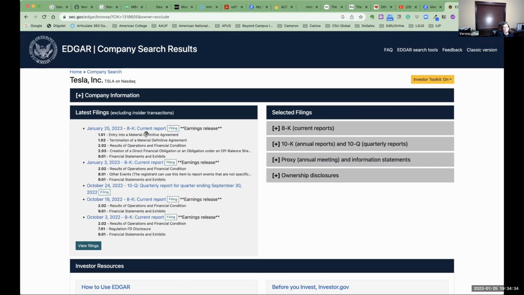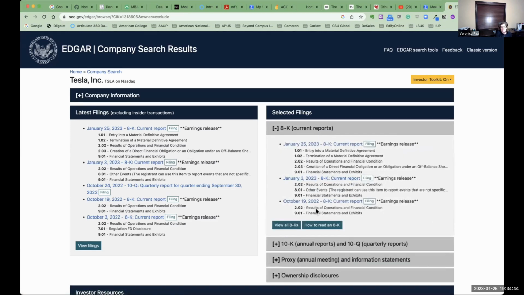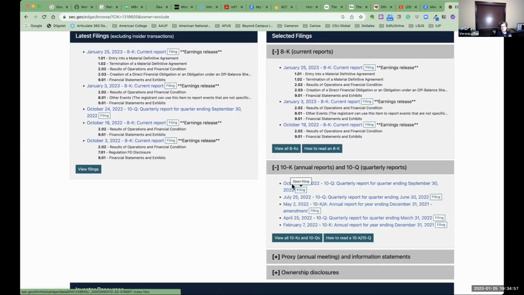So here you see entry into a material definitive agreement, termination of such agreement, results of operations and financial conditions. We have a bunch of 8-Ks, and if you click on each of those, it gives you that every time, because there are certain requirements that we have to file 8-Ks for, and one of those is a change of auditor.